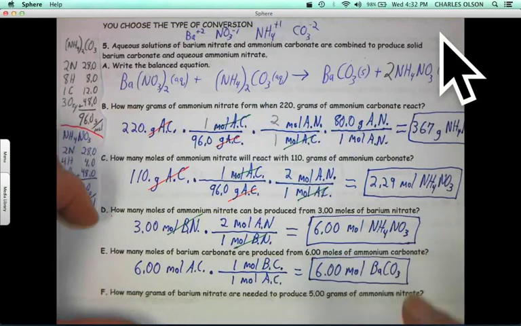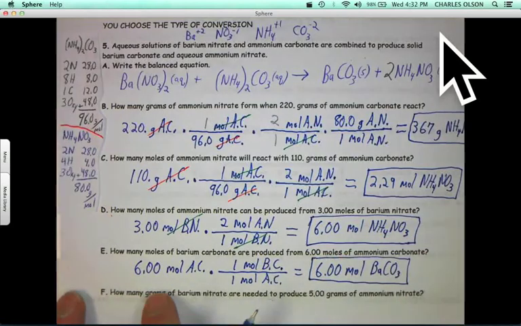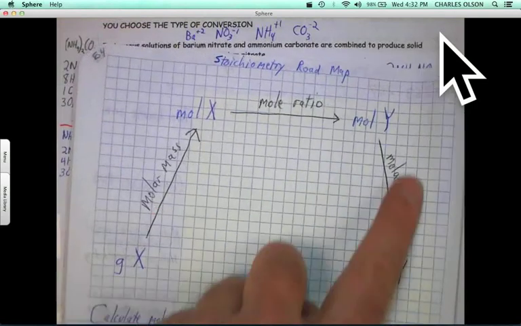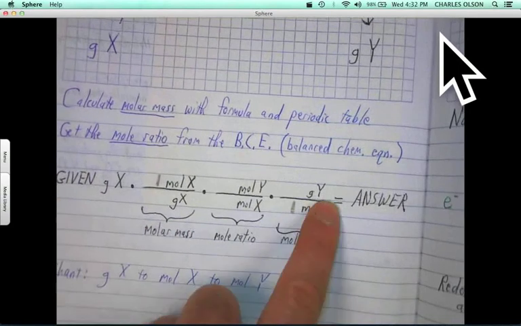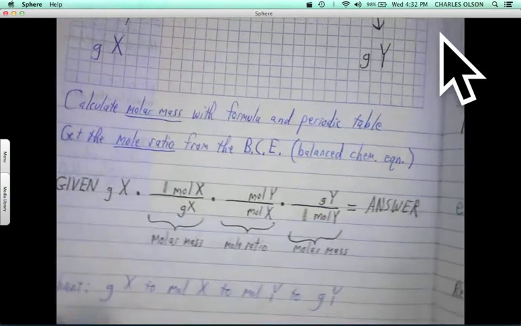All right, just looking at the last problem, how many grams of barium nitrate are needed to produce 5.0 grams of ammonium nitrate? This is our given, and it's going to be grams of X to moles of X to moles of Y to grams of Y, our stoichiometry roadmap. So the calculation will look something like this, very similar to what we did in 5B.